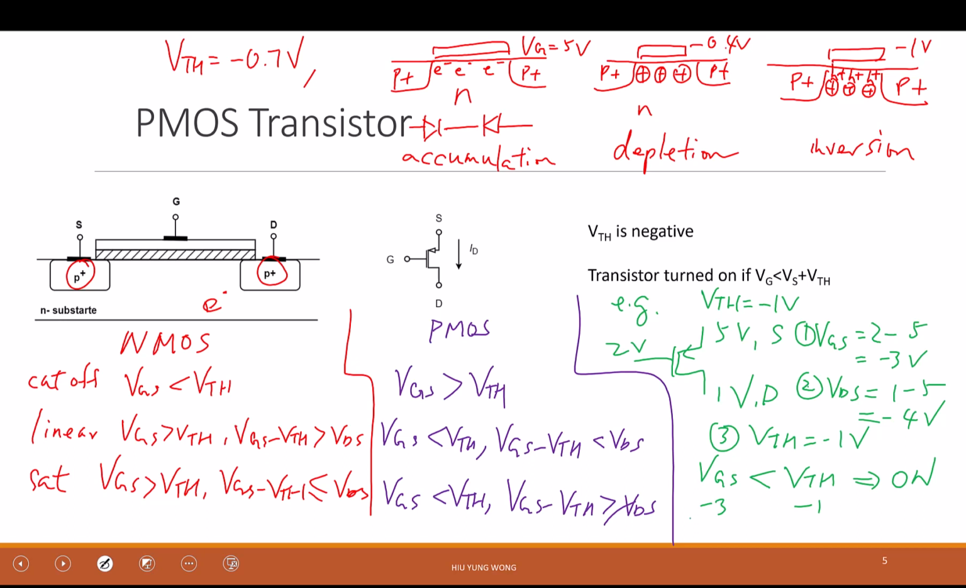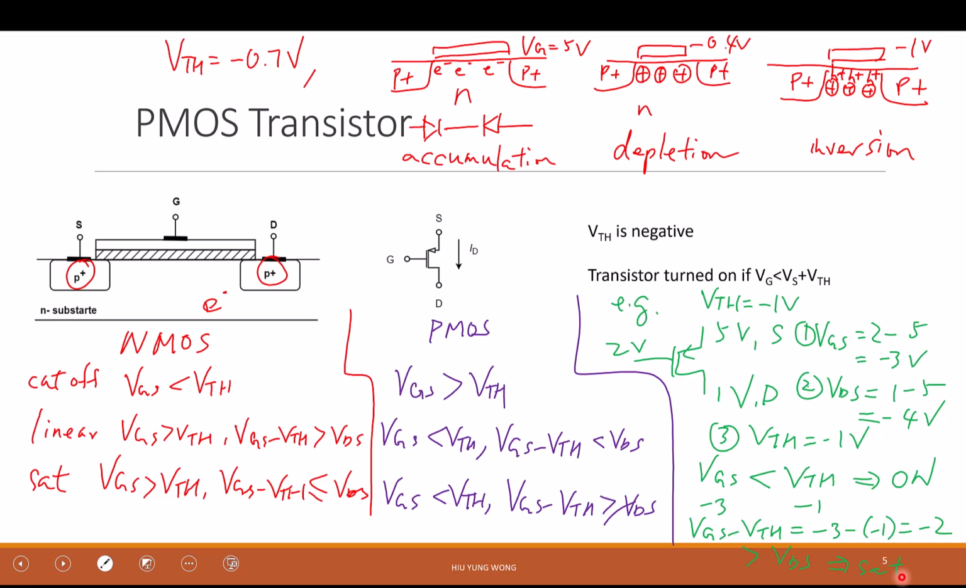Now, how about VGS minus VTH? What is that? We need to be very careful. -3 minus -1, which is -2. Okay? So -2 compared to VDS -4, it is larger than VDS, right? Because this is -4, right? Because of this, this is at saturation.